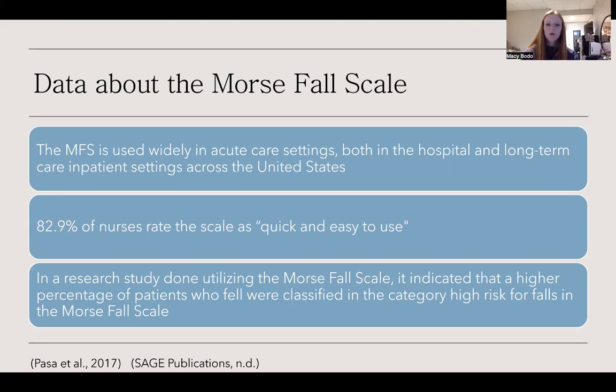who fell were classified in the category high risk for falls in the Morse Fall scale. Being that the Morse Fall scale showed in the study that the patients who were classified as high risk were in the percentage of patients who fell, show that the scale is valid in assessing the risk of a patient falling and that it is a reliable scale. There's not a lot of posted national or state data regarding the Morse scale, but being that it is so widely used shows that it is a key assessment tool.